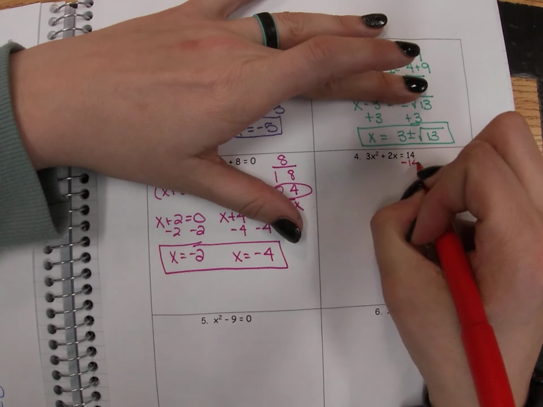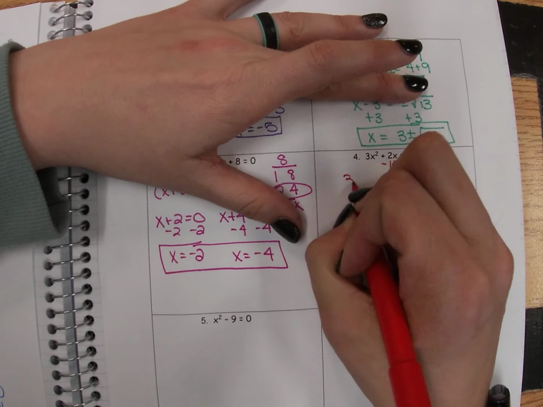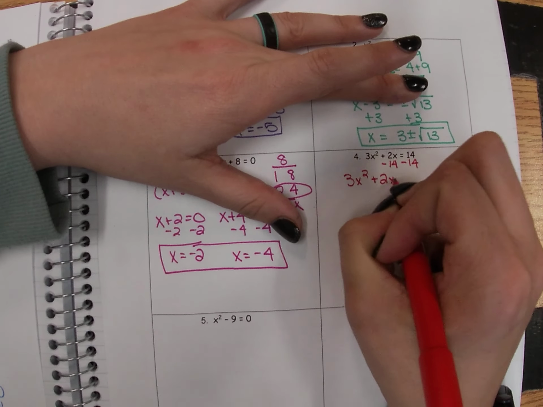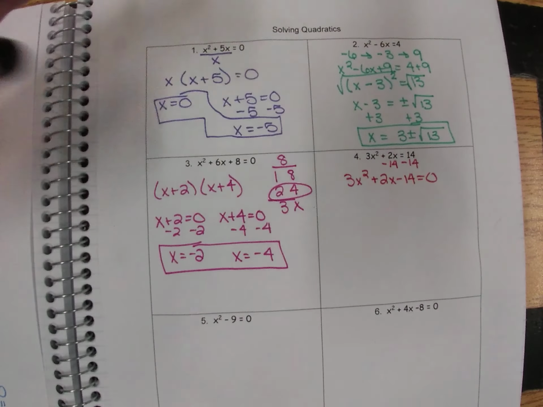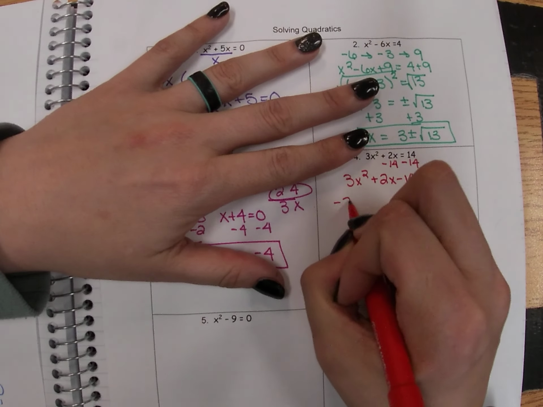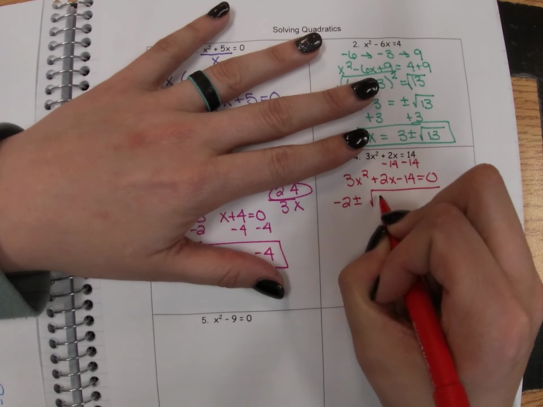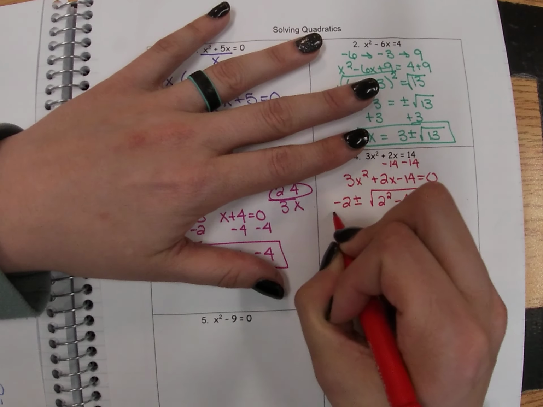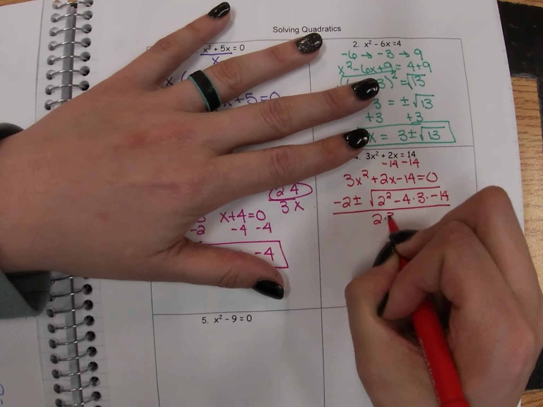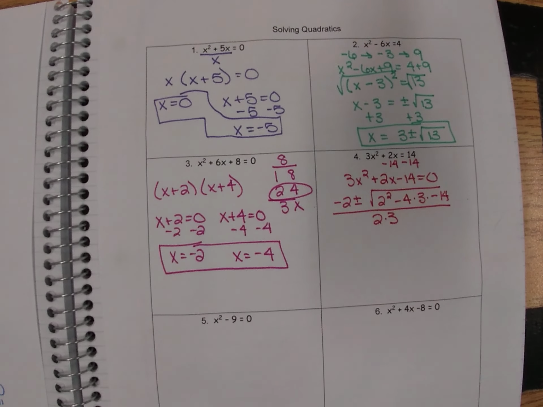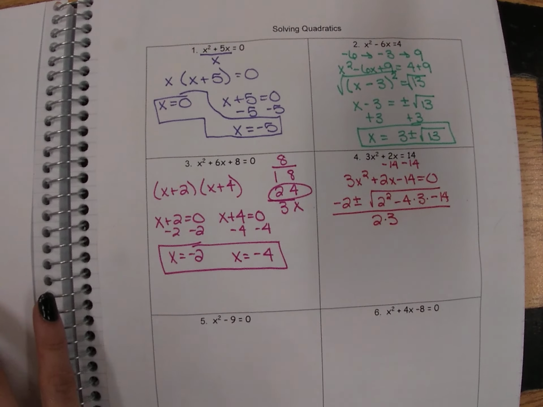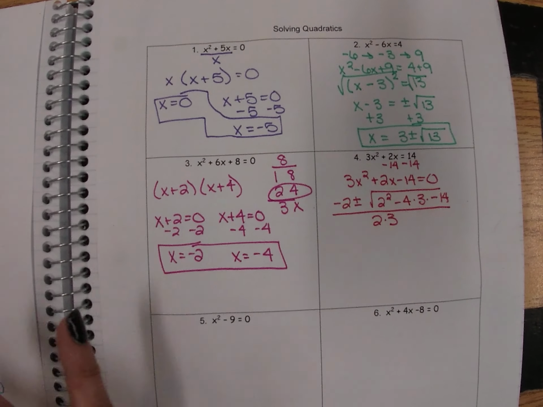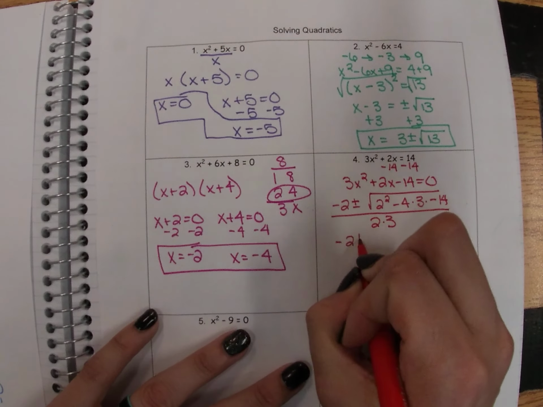So if we're looking at this one right here and we want to use the quadratic formula, we need it to be set equal to 0. So I'm going to subtract that 14 over. And then I'm going to start plugging into my quadratic formula. So -(-2), (-2) squared, minus 4 times 3 times -14. Again, if you're not sure how to use the quadratic formula, you might want to go back and watch that video on how to solve with the quadratic formula first. Okay, so we're going to simplify underneath the square root. I'm just doing those numbers underneath the square root, which gives us 172.